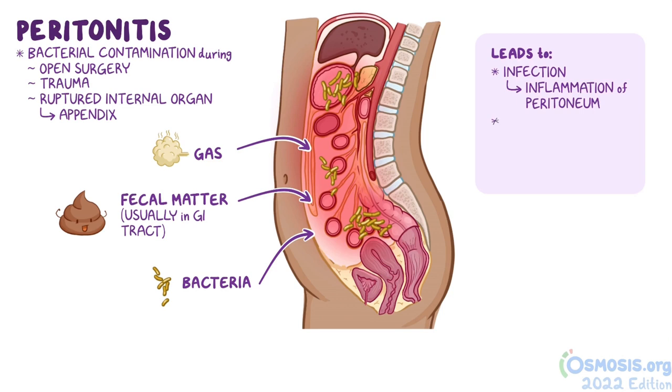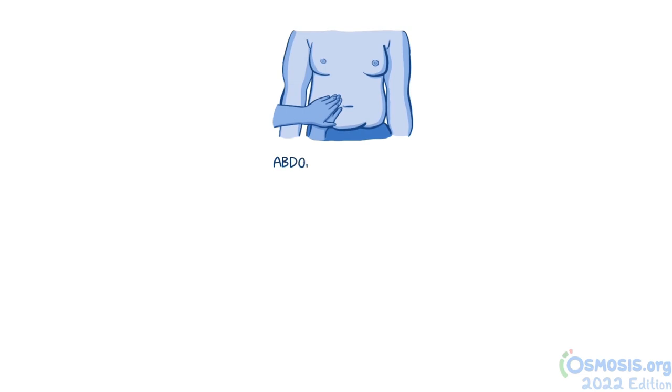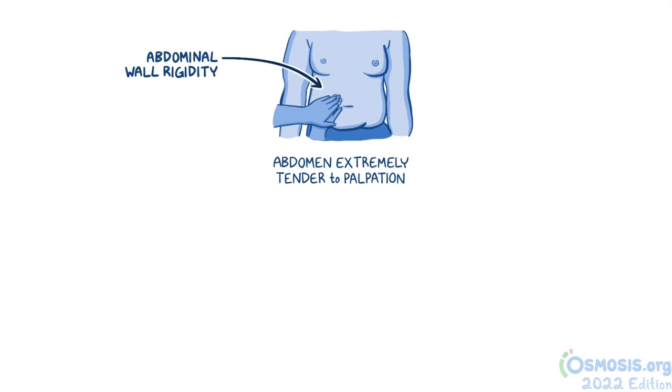Peritonitis causes intense pain in the abdomen and results in increased tone of the anterolateral abdominal muscles, which is a mechanism that aims to protect the contents of the abdominal cavity. Therefore, on examination, the abdomen is extremely tender to palpation, resulting in patient discomfort and voluntary guarding. Other signs include abdominal wall rigidity, which is due to involuntary increased muscle tone, as we just mentioned, as well as another clinical sign called rebound tenderness.